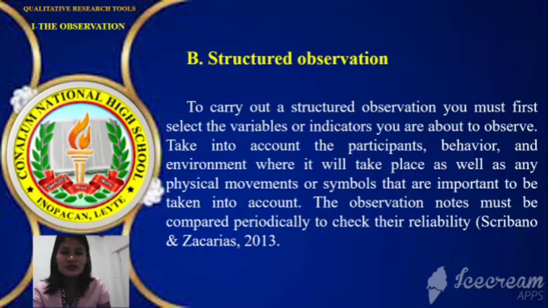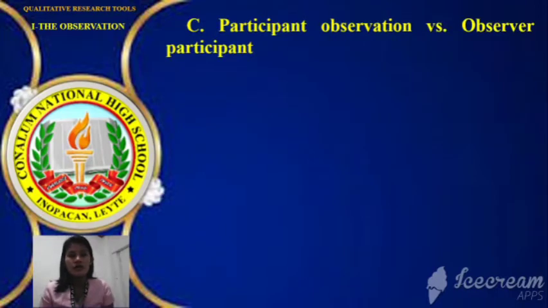So that is structured observation. You're writing the indicators, the variables, and then observing it. Okay, so letter C is participant observation versus observer participant. What is the difference between these two?